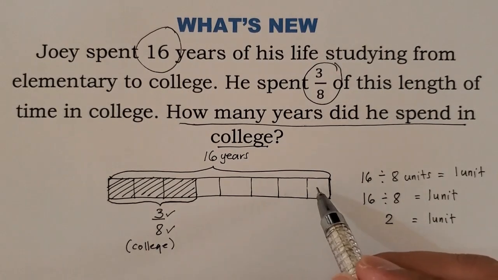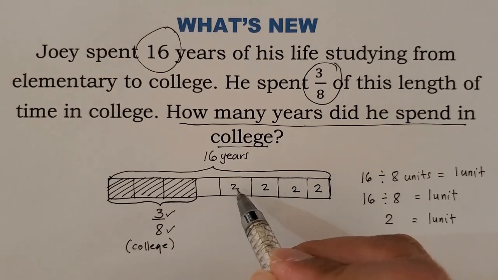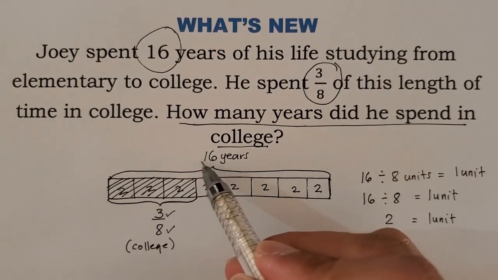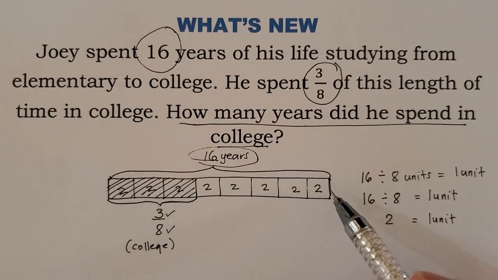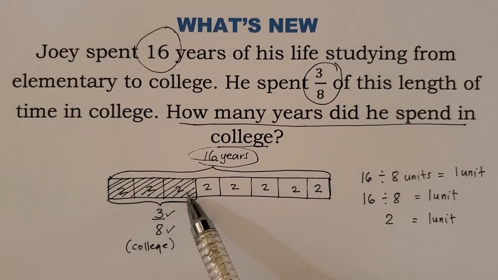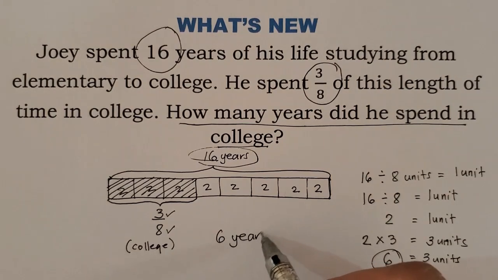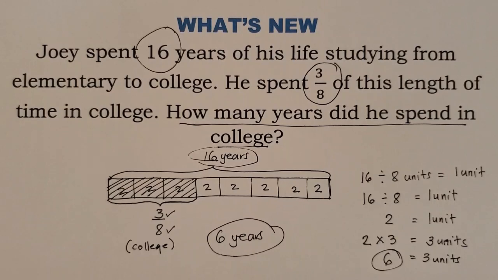So it simply means each unit here is 2. This is also 2. Each unit is equal to 2. Now, if this is 2, 2, 2, 2, all of them will sum up to 16. That's correct. So for the entire years he spent from elementary to college, which is 16 years, 3/8 was spent during college years. So when we say 3/8, it is obvious here that 3/8 means 3 units. And for us to get the value of 3 units, if each unit is 2, 2 times 3 will be for 3 units. So that is 6, equal to 3 units. Therefore, we could say that he spent 6 years studying in college.